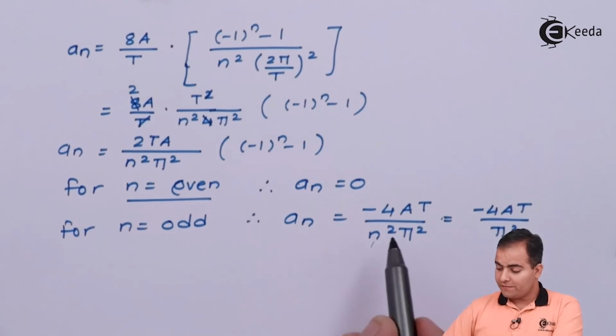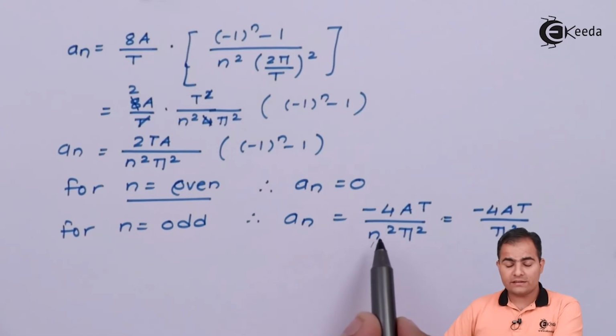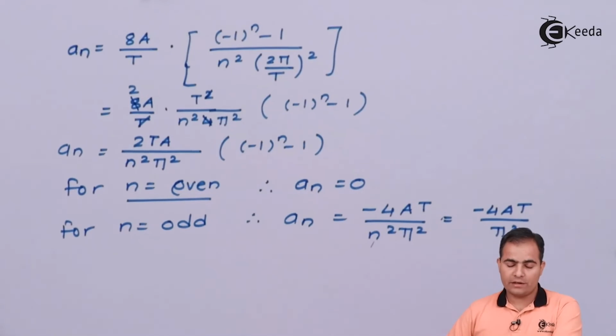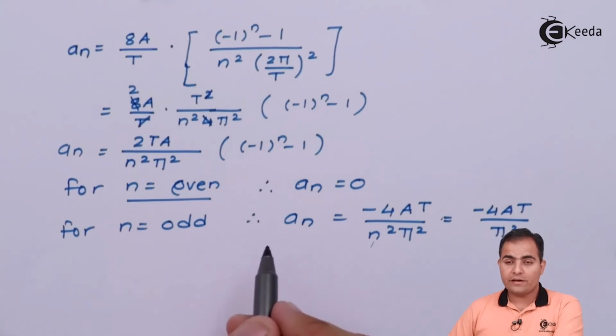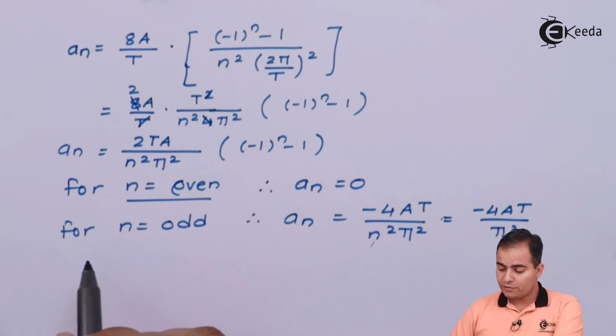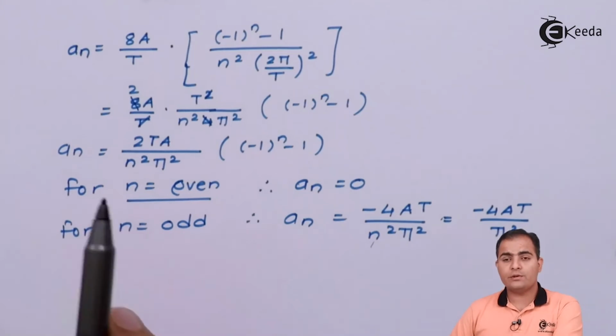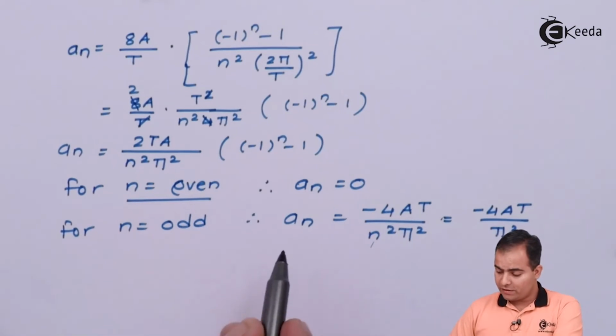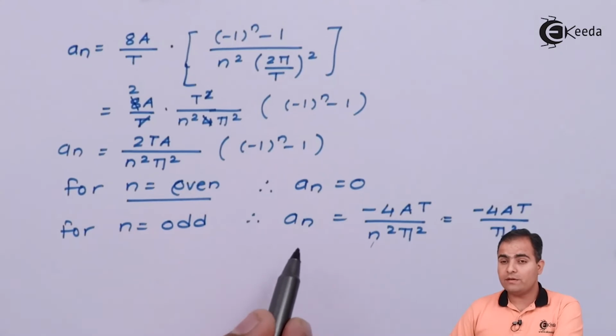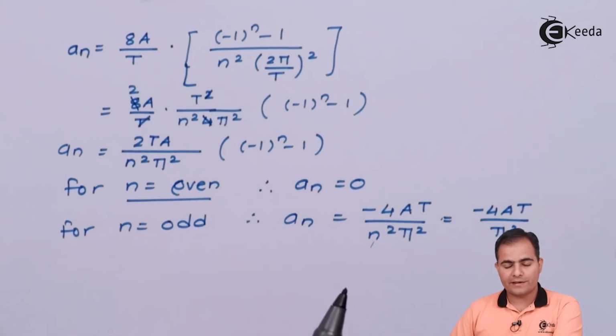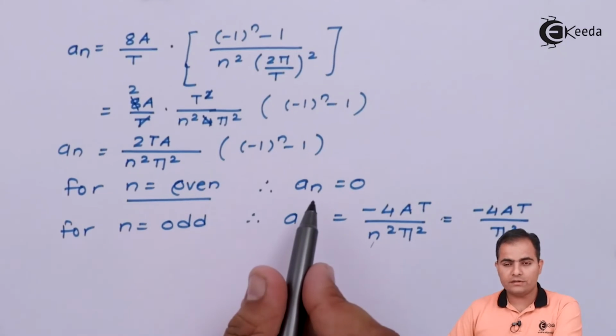So I can say that if I substitute any odd n value, you will get a finite value which is non-zero. So I'm going to use the trigonometric form of the exponential series, and I'm going to substitute my a0 value and an values in that. But listen, my an value is only available for odd values of n, and for even values the value is 0.